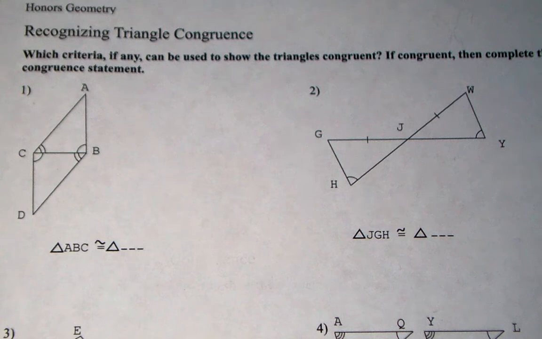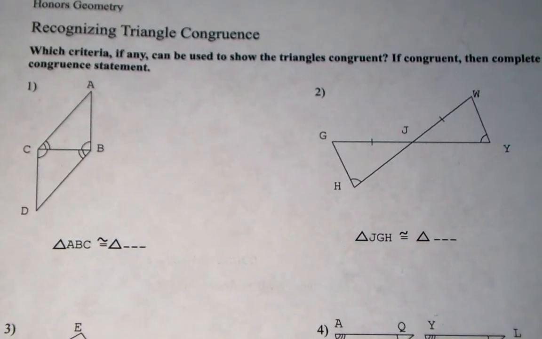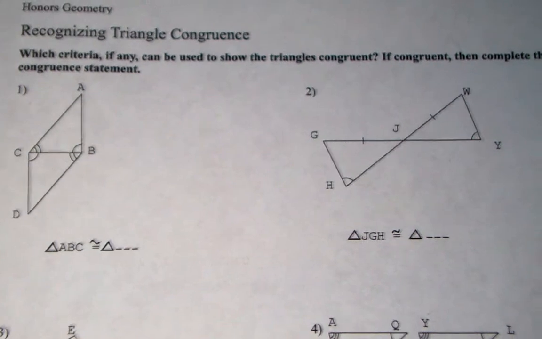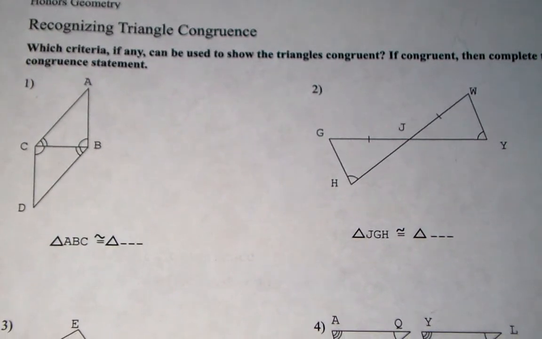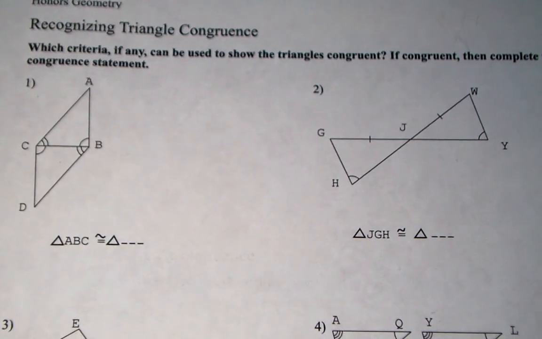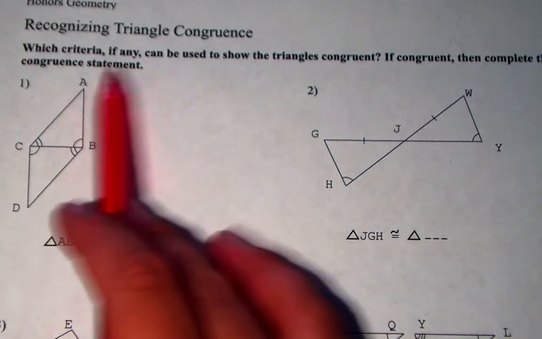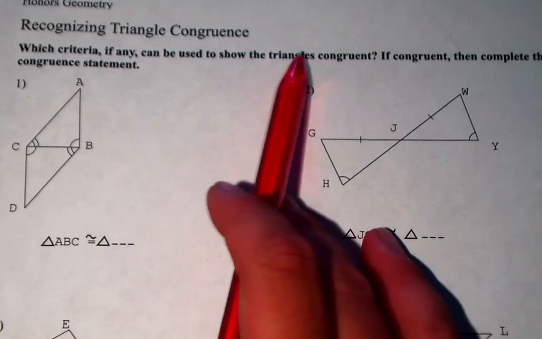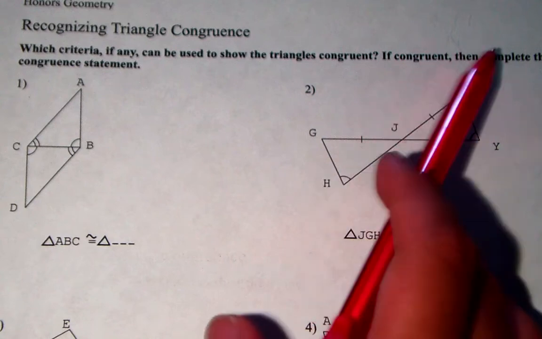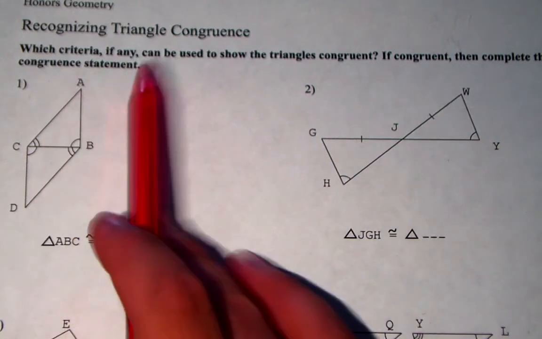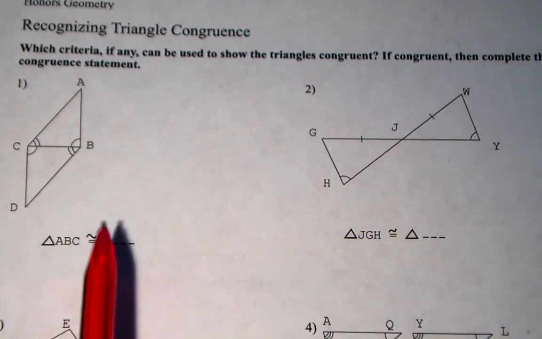Sorry I can't be with you in class today, but I figure I'll use this video to help you out with a topic that, from my observations, tends to be a challenging one, especially at the start of a unit like we're in right now, and that's figuring out which of the four criteria a given picture may illustrate. So if you take a look at the handout that you were just given, I have the same copy here. It says, which criteria, if any, can be used to show the triangles are congruent, and if congruent, complete the congruent statement. So that's one of these things here, where the order matters.